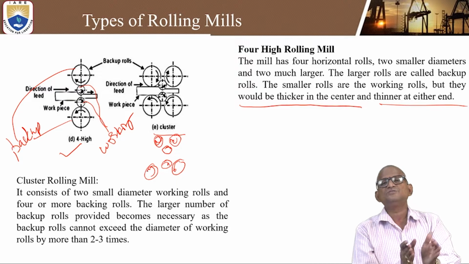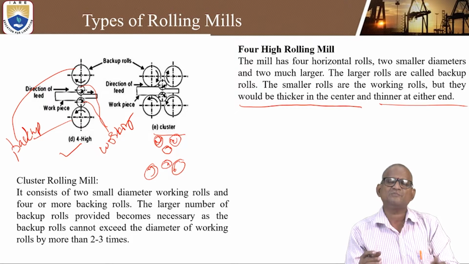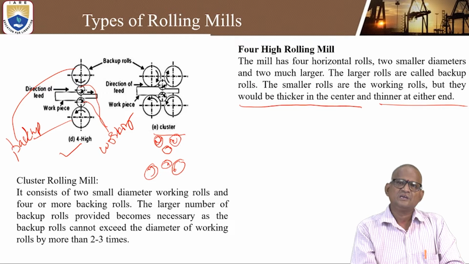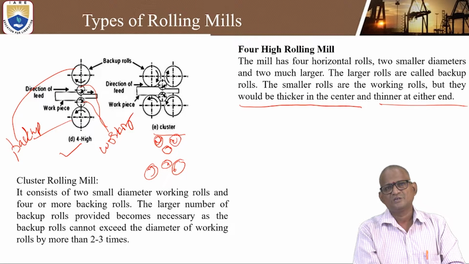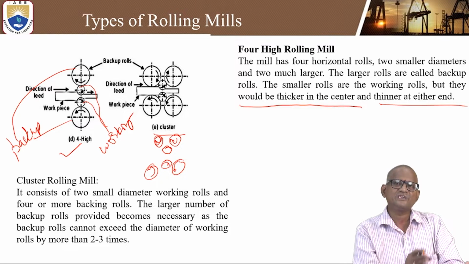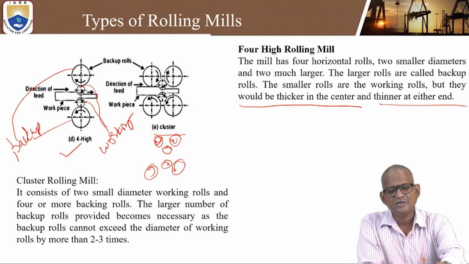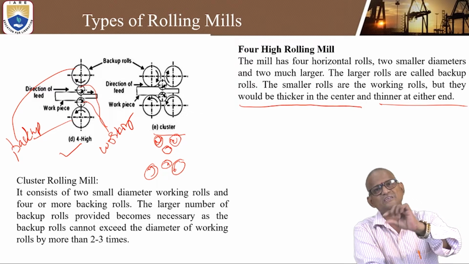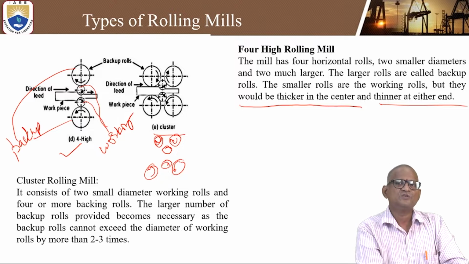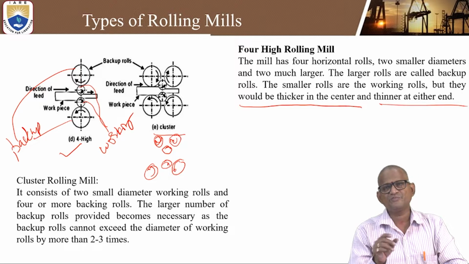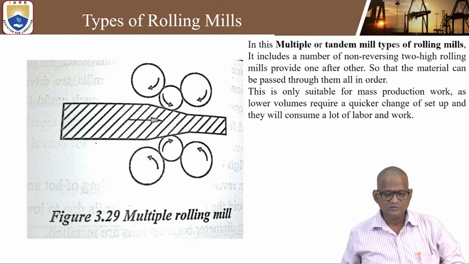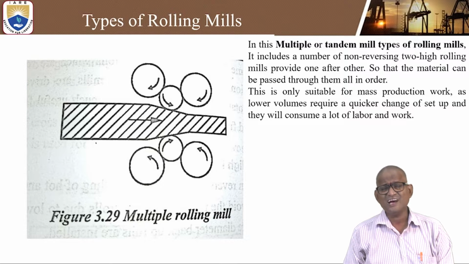So uniform thickness can be easily obtained, and here with only one pass. If it is a 3 high roll mill, there will be 2 passes, but to reduce the maximum thickness, you can prefer the 4 high and cluster types of rolling mills. Now let us see another interesting rolling mill, which is called multiple rolls.